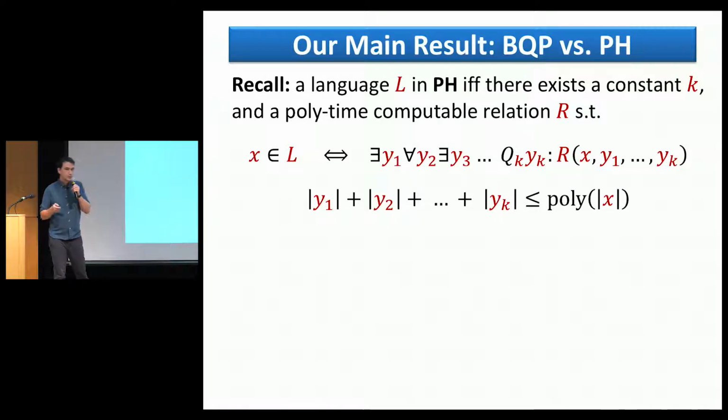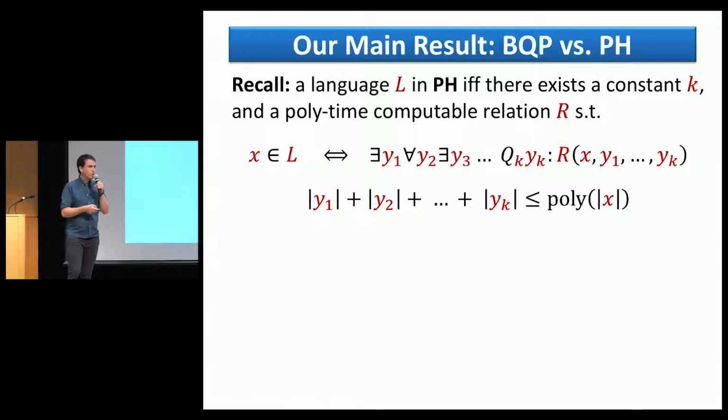Just to make sure that we're on the same page, I want to formally define PH, or the polynomial hierarchy. We say that the language L is in PH if there exists a constant K and some polytime computable relation R, such that I can express whether X is in L by this formal expression. There exists some string Y1, such that for all strings Y2, there exists some string Y3, and so on, and I do this alternating quantifier for K steps. And then I take the relation and apply it on X, my input, and all the Yi's.